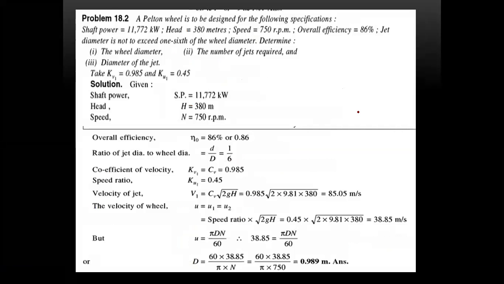Next, coming to the second problem. A Pelton wheel is designed for the following specifications. So this is the given data to find the wheel diameter, the number of jets required, and the diameter of the jet. First, with the given data, you will get minimum 2 marks.